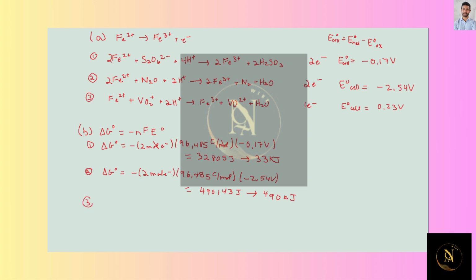Finally, for the third equation, delta G naught is equal to negative, and in this case there was only 1 electron, so 1 mole of electrons, times the 96,485 coulombs per mole, times the voltage on this one, which is 0.23. So for this one, I get a negative 22,191 joules, which is equal to a negative 22 kilojoules.